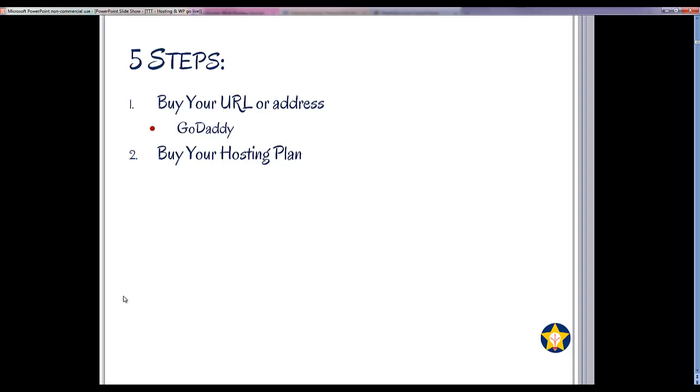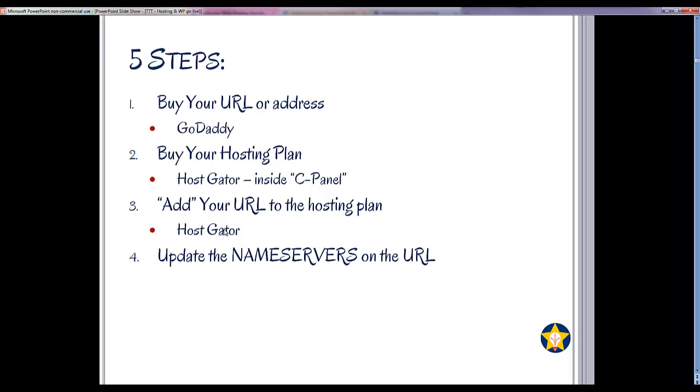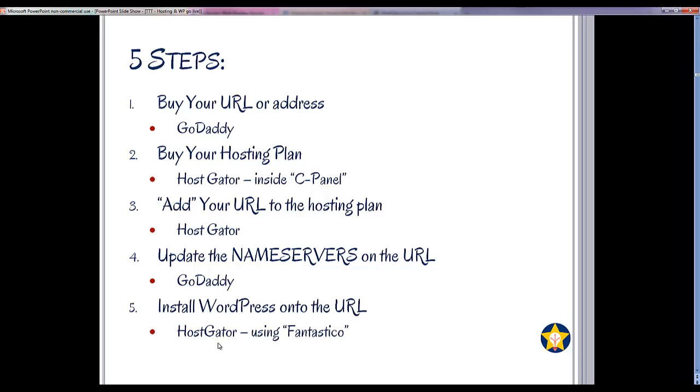And I'm going to show you some options. And then today we're going to do that on HostGator. And that's not inside the cPanel. We're going to buy the hosting plan outside of cPanel. We're going to add your URL to the hosting plan. That is done inside the cPanel on HostGator, and I'll show you what I'm talking about on that as well. And then the fourth step is to update the name servers on the URL, which is done inside GoDaddy. And the fifth step is install WordPress onto the URL, which is done in HostGator.